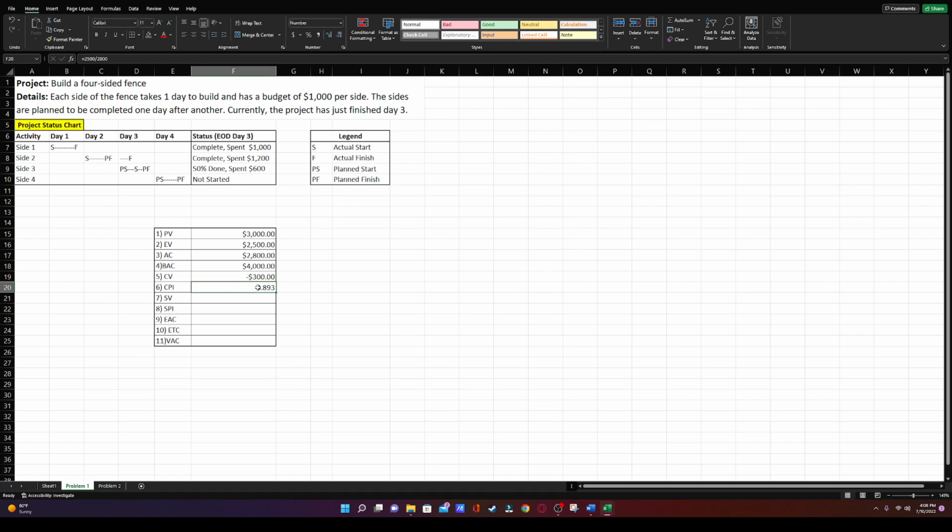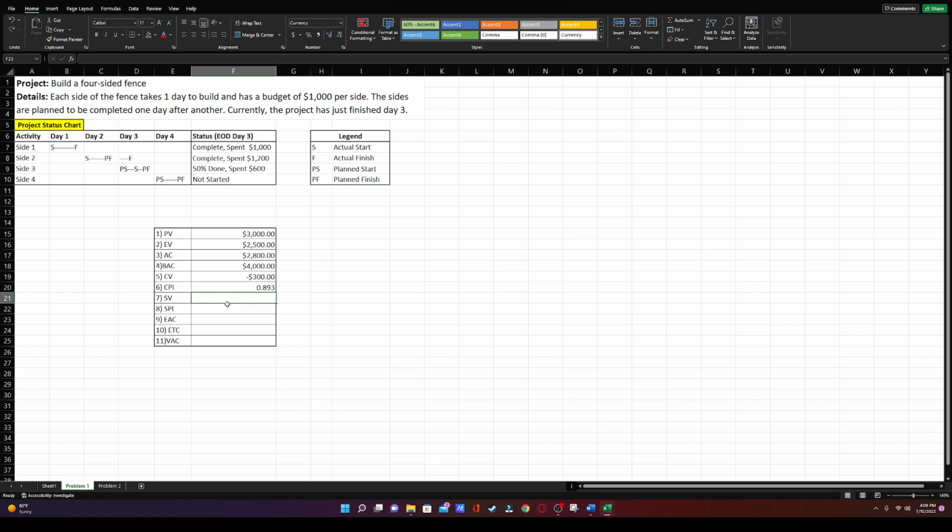Similar to what we saw with CV, our cost variance, anything below a 1 for CPI is over budget. Anything above a 1 for CPI is under budget. And anything at a 1 for CPI is right on track, on target per our plans.